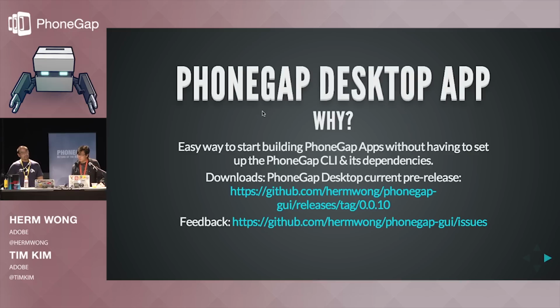The project I've been working on is called the PhoneGap Desktop App. It's basically a GUI that sits on top of the PhoneGap CLI, so you don't have to worry about memorizing command line commands and installing dependencies for that. I've got the download link for it on the slide there, and a link for providing feedback and issues if you find anything or want to make suggestions. And I'm just going to give a quick demo of how the desktop app works.